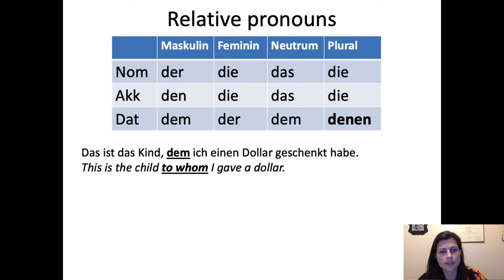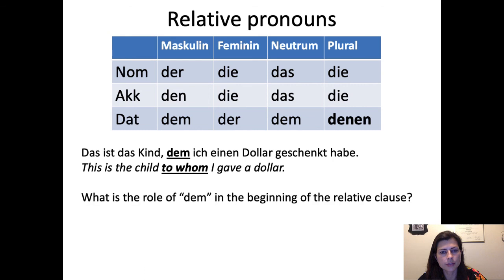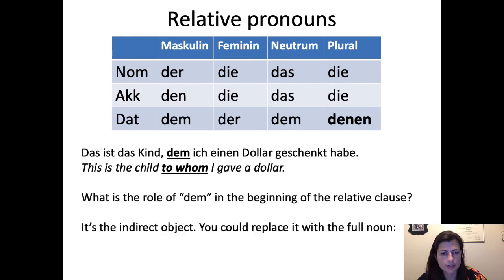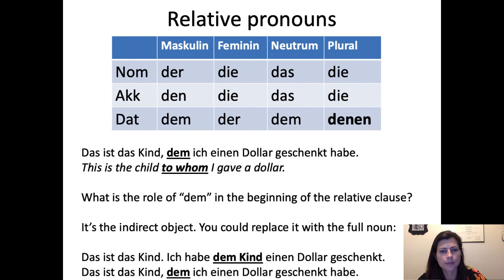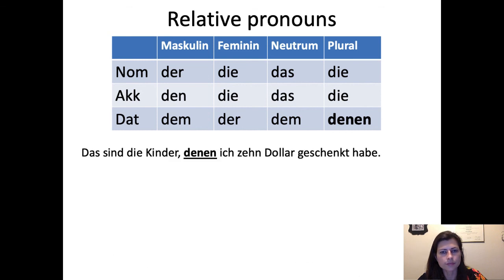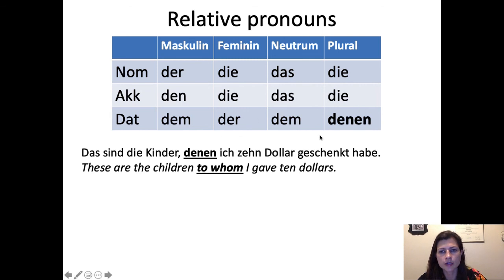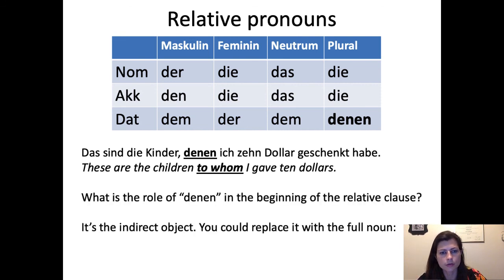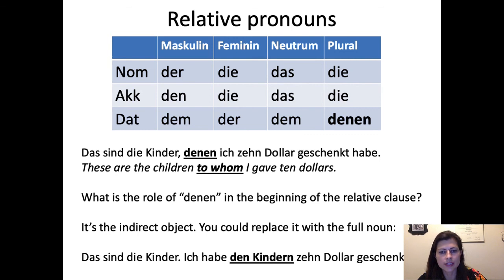And then here we have these again. Das ist das Kind, dem ich Geld geschenkt habe. So to whom, right? What's the role of dem? It's the indirect object. You could replace it with the full noun, dem Kind, right? Just to show you next to the chart. And then to show you the plural again. Das sind die Kinder, denen ich Geld geschenkt habe. These are the children to whom. So the reason we have denen here is because we want our plural dative indirect object relative pronoun. If you had the full noun, it would be den Kindern. But as a relative pronoun, it's just denen.